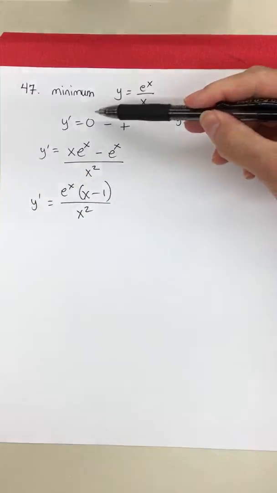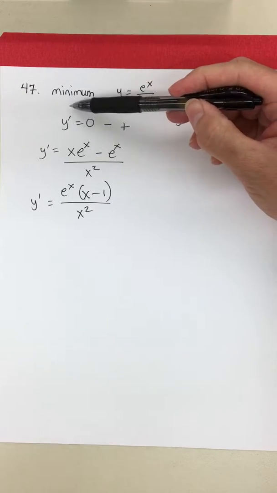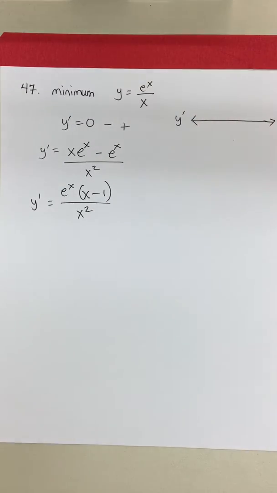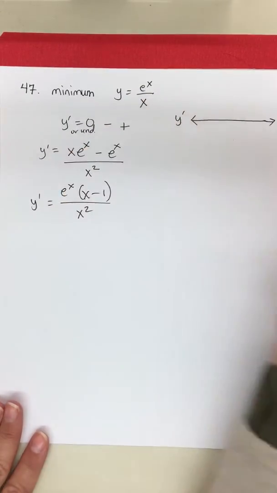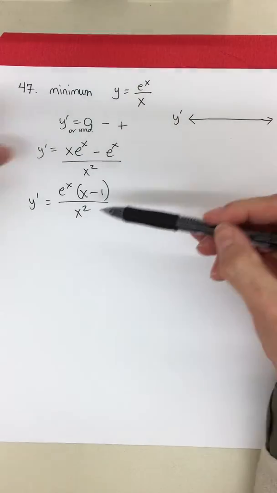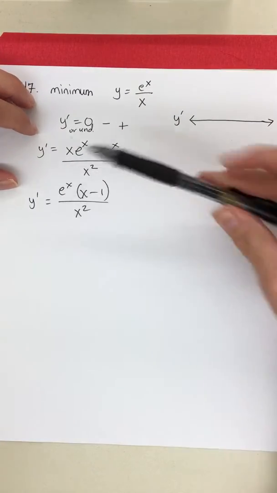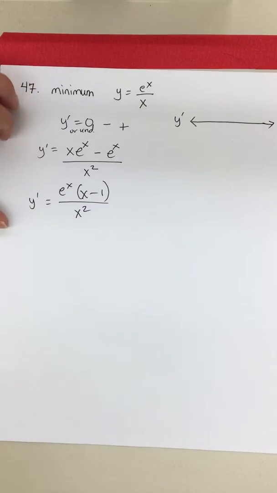Okay, now up here I kind of said something wrong. I said we're looking for where the derivative is 0 and changes from negative to positive. It's actually, my mistake, where the derivative is 0 or undefined and changes from negative to positive. So the derivative is 0 when the numerator is 0. The derivative is undefined when the denominator is 0.